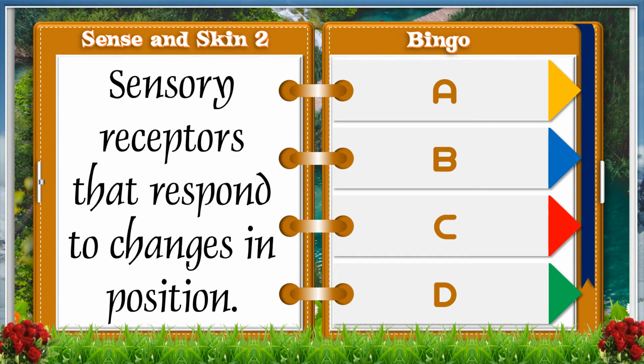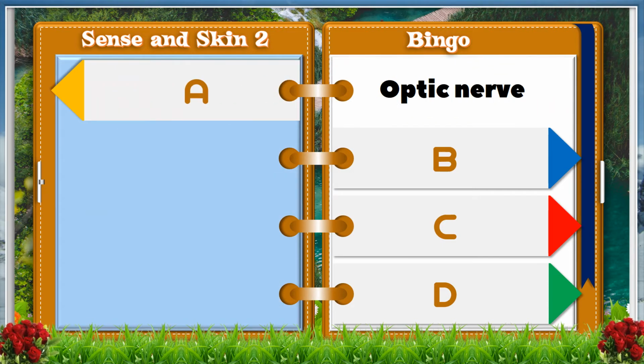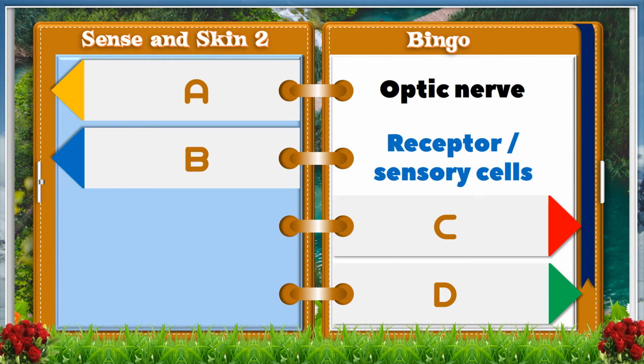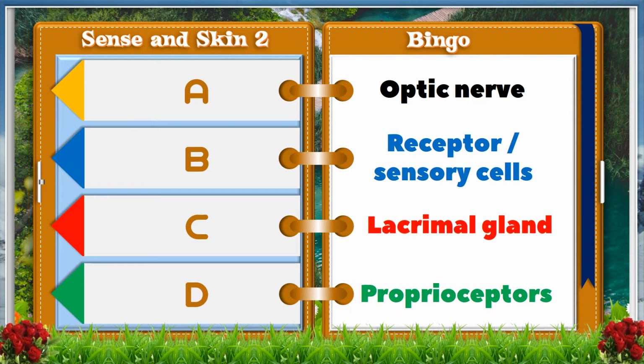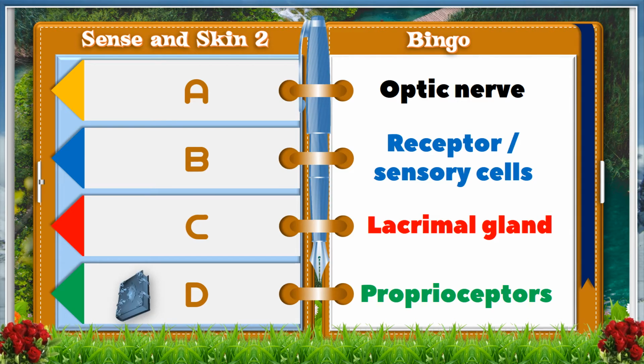Sensory receptors that respond to changes in position. A. Optic nerve. B. Receptors. C. Lacrimal gland. D. Proprioceptors. And the answer is D. Proprioceptors.